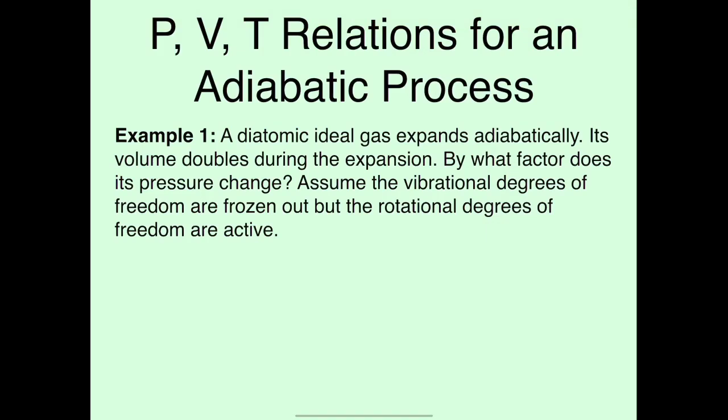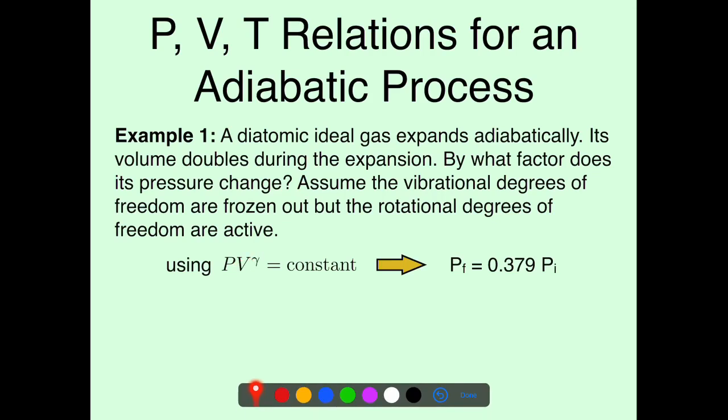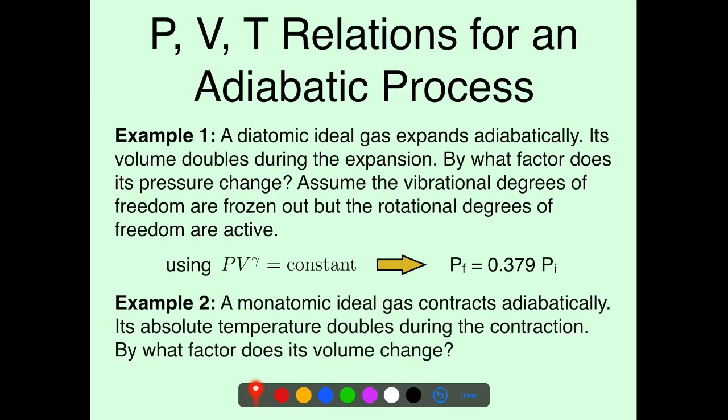All right, so in that first example, we used the adiabatic relationship PV to the gamma is constant during a process that's adiabatic. And we found that P final is 0.379 P initial. So that's telling us by what factor the pressure changed. So we'll do another example, which is we have a monatomic gas that contracts adiabatically. Its absolute temperature doubles during the contraction. By what factor does its volume change? That's the question. Okay, let's work this out.